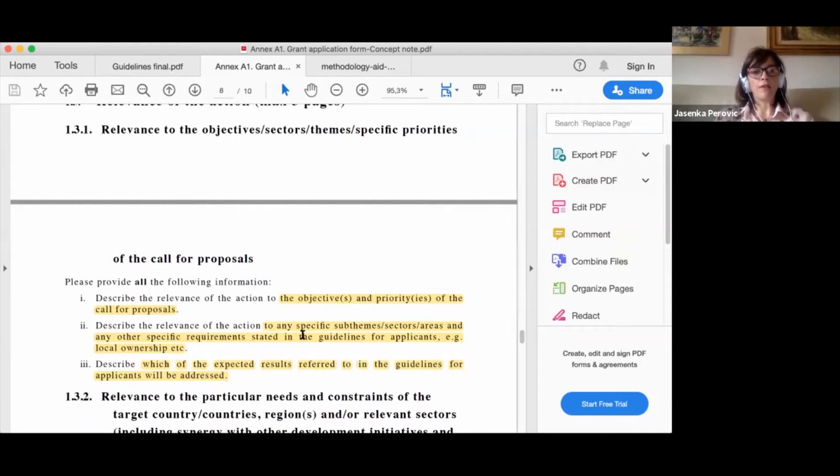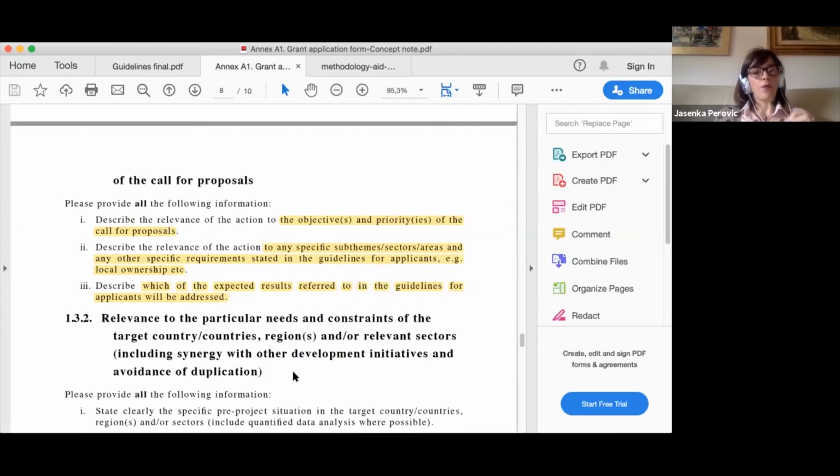For example, 1.3.1, relevance of the objective, sector, theme, specific priorities. You have to describe the relevance of the actions to the objectives and priorities of the call for proposal. So you have to link it. You have to show clear linkages to the objectives and priorities of the call for proposal. You have to describe the relevance of the action to any specific sub-theme, sectors, area. Describe which of the expected results referred to in the guidelines will be addressed by your intervention.